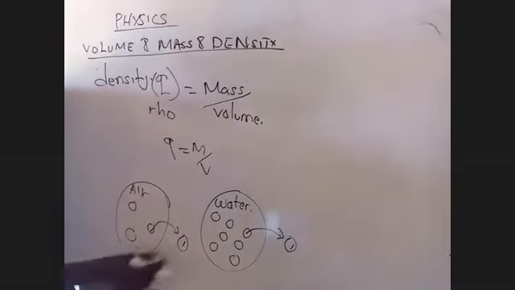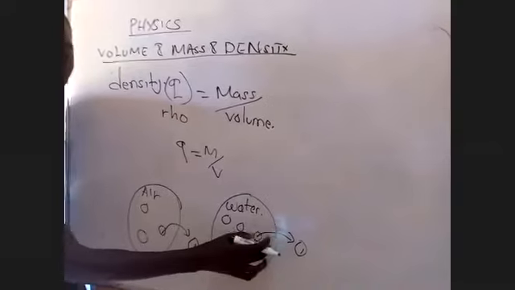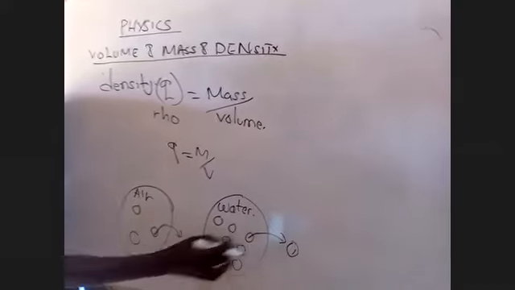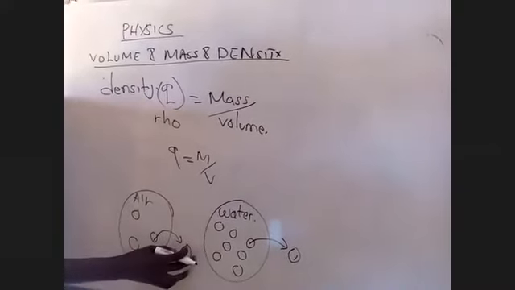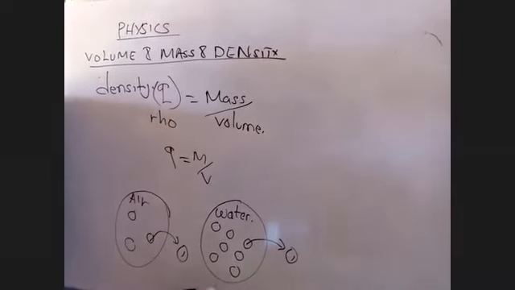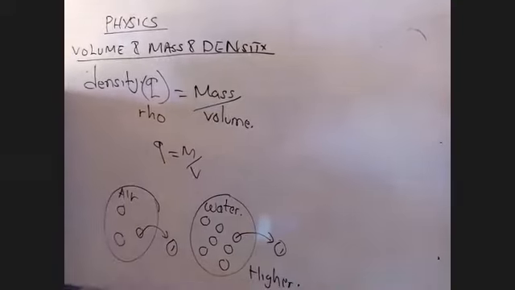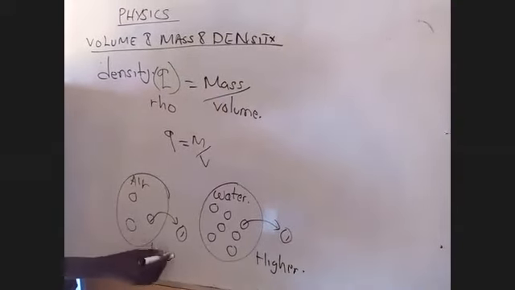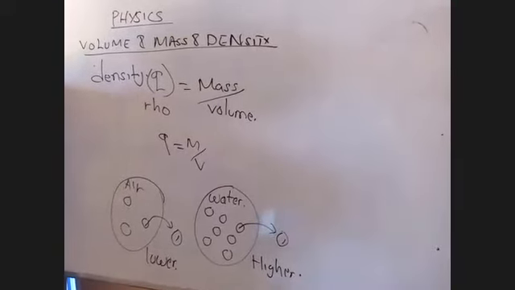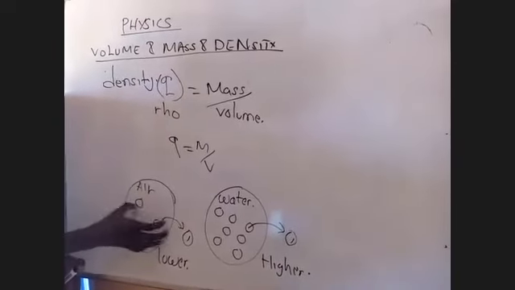So one water particle will appear to be heavier than one air particle. This proves that the density of water is higher and the density of air is lower, meaning that if you want to get the density, you take the weight of one particle.